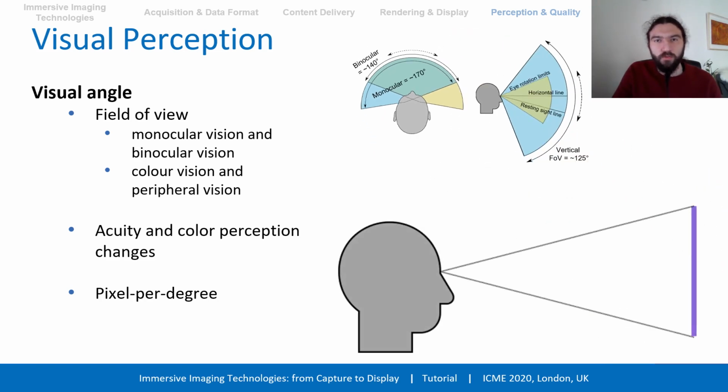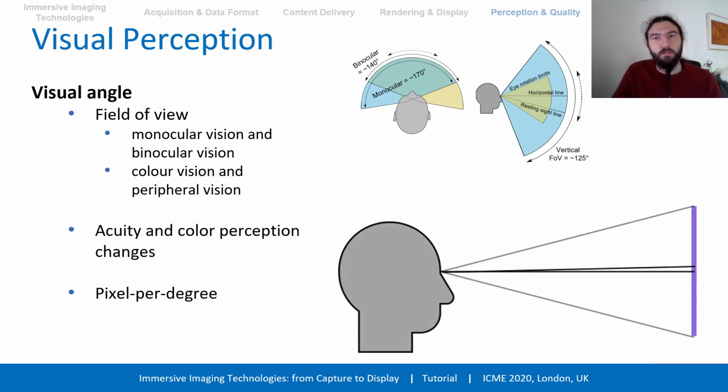Another term which we need to understand is the pixel per degree. So let's have a look at the figure down here. Imagine that we are looking at a display. This is a monitor on your desk, for example, which you're staring at from 50 centimeters distance, or it could be your television in your living room, which you're staring at from 1.5 meters or 2 meters distance.